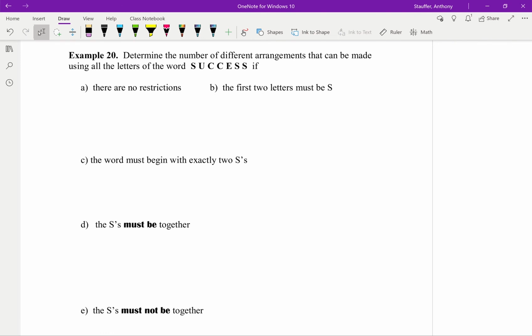Now, this next example, number 20, is going to be pretty loaded, so I'm going to restart the video and then we'll start up on this one.